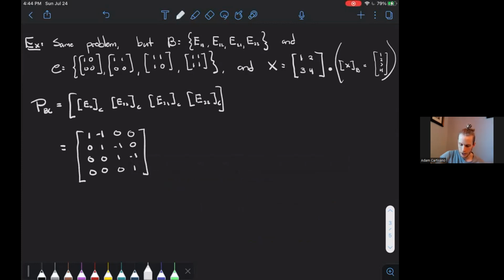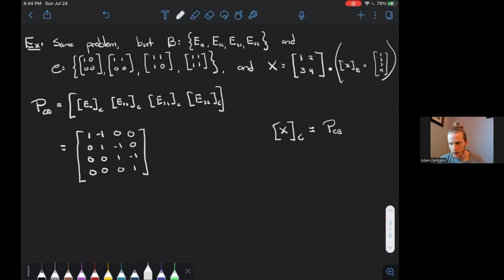Okay, we are asked to find the coordinate vector of x with respect to C. And that is just, it should be an equal sign. I don't know why my iPad is having issues with horizontal lines over there, but anyway, this is going to be PCB. Okay, I lied about this being PBC. This is PCB, of course.